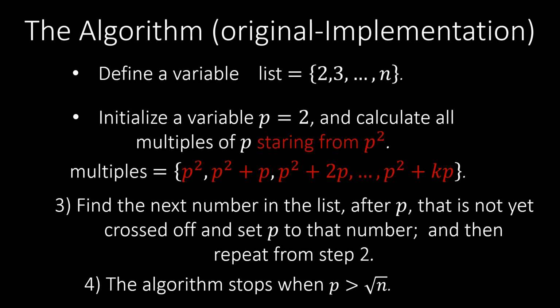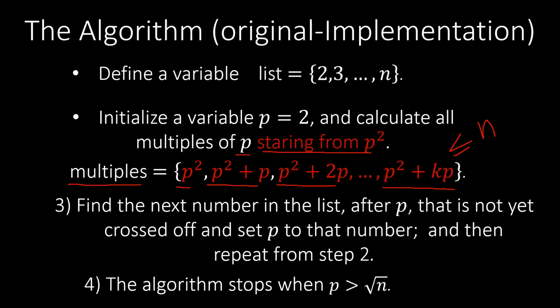Now I'm going to initialize the variable p at 2, which is what the algorithm says. And you calculate all multiples of p starting from p squared. I'm going to call that multiples. That's going to be a list. And this will be the list: p squared, p squared plus p, p squared plus 2p, and so on, p squared plus kp. All of this has to be less than or equal to n, because we only go up to the multiples less than or equal to n, because we are looking at that limit.